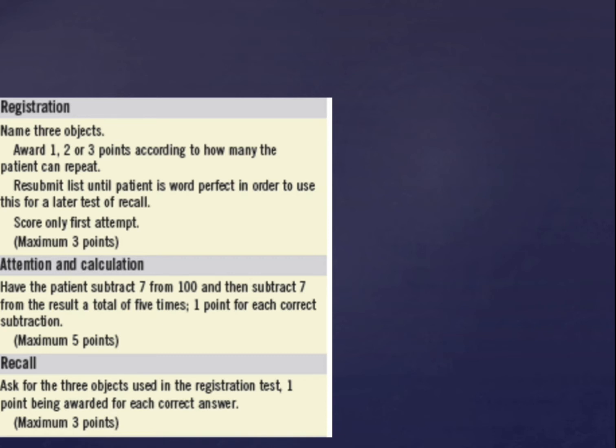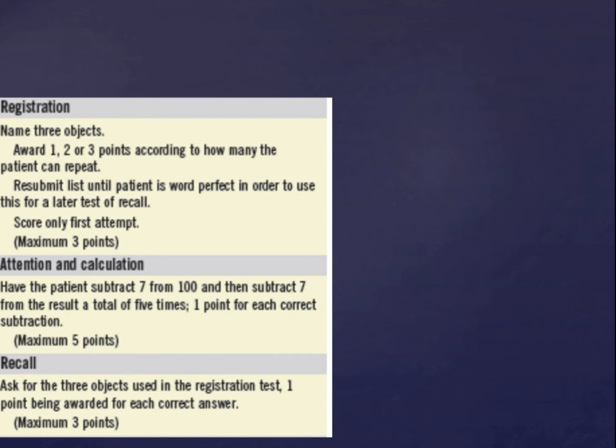Then you have to ask them to name 3 objects. Then you award 1, 2 or 3 points according to how many the patient can repeat. So basically what they mean is I can mention 3 random objects and then I'll ask the patient to repeat what I just said. So if on the first attempt the patient scores 1 or 2, we give them points accordingly.